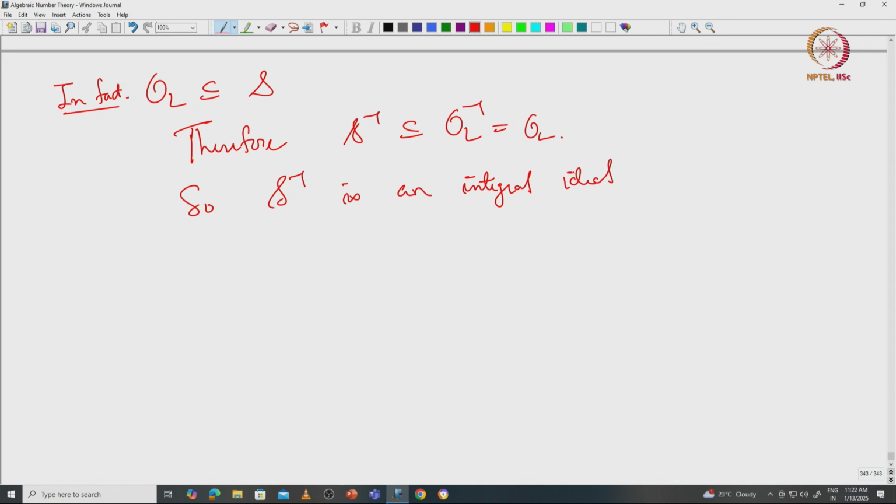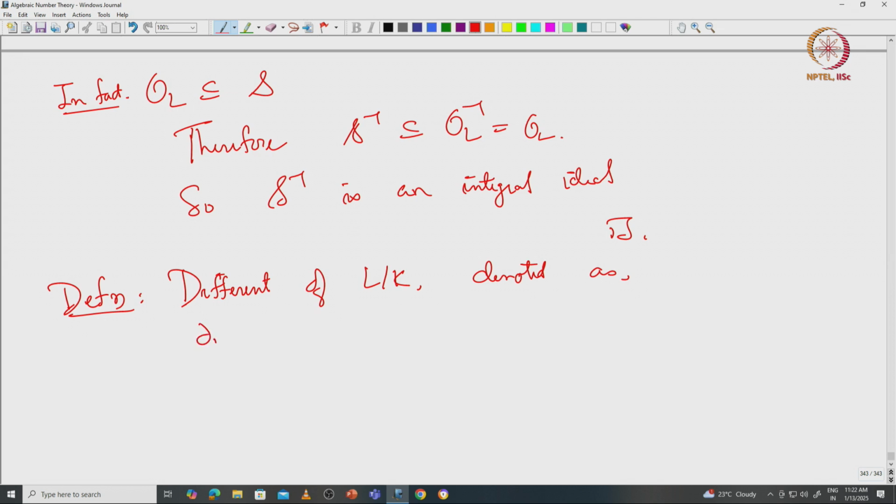So, we have proved the theorem and we can make the definition. The different of L over K, denoted as script d of L over K, is S inverse. Okay. So, it is an ideal inside this, right.